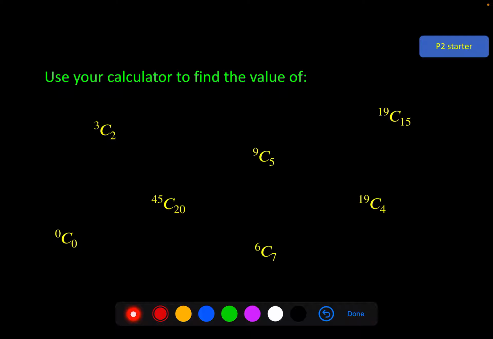Hopefully you remember it will look something like this. You might have to use a shift to get there, and I will start writing the answers up on the screen.